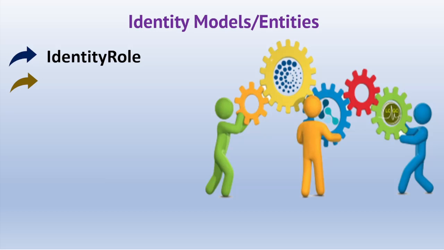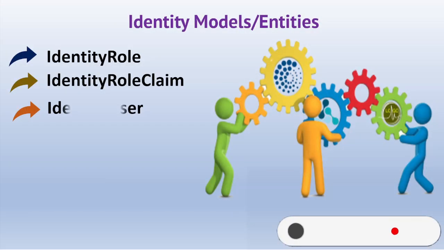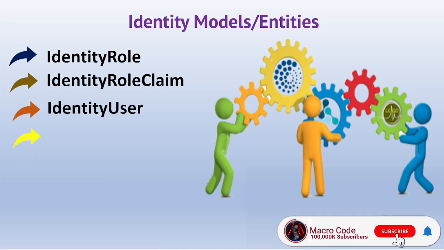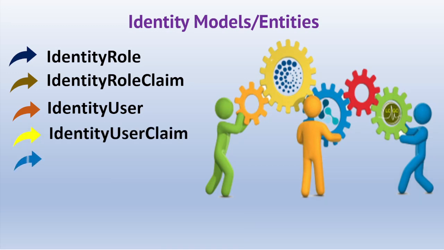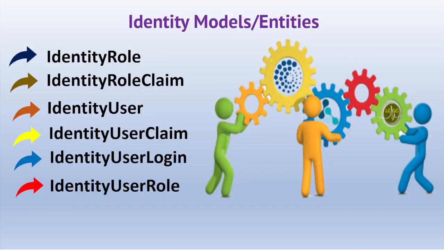The Microsoft.AspNetCore.Identity namespace contains the entity models of the identity API. These are some of the entity models for the identity API. One is the identity role. The second one is identity role claim. We have the identity user. We have the identity user claim, the identity user login. We have the identity user role. We have the identity user token. But now I want us to see what the identity user is.